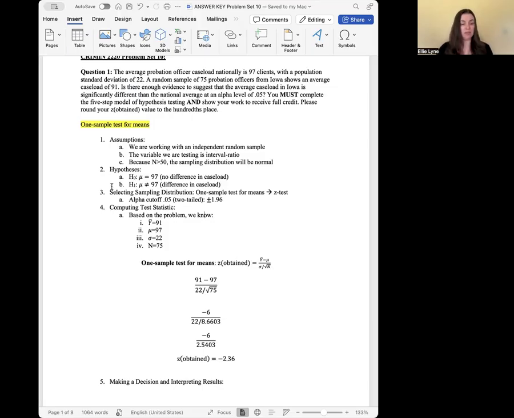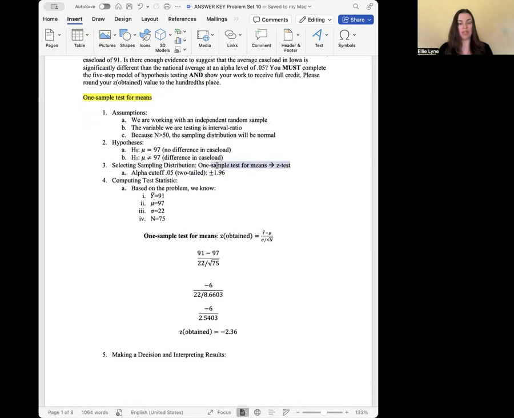And because of that, now we can move on to step 3, which helps us a little bit because we already just mentioned that this is going to be a two-tailed test. We know that we're going to complete a z-test because it is a one sample test for means. But our main step here is determining where our z-critical cutoff points are.